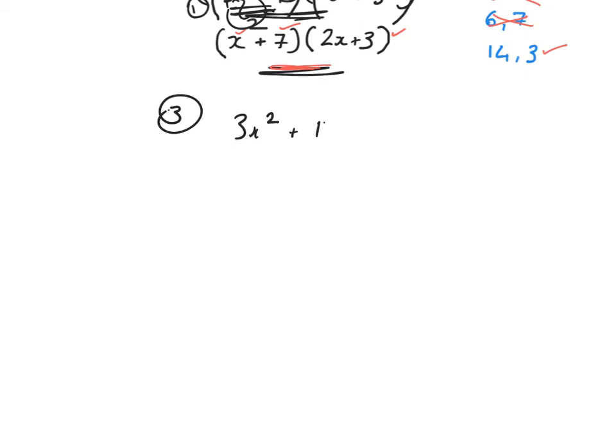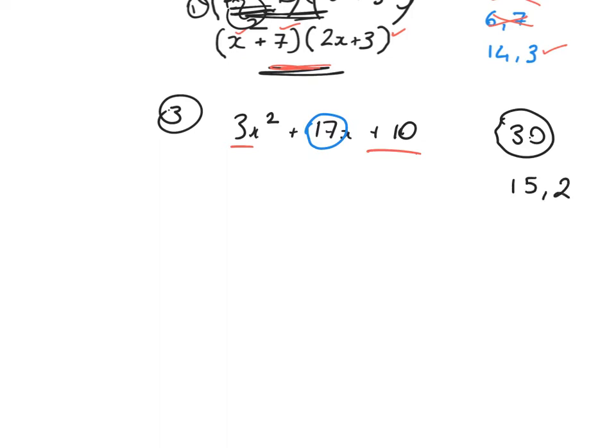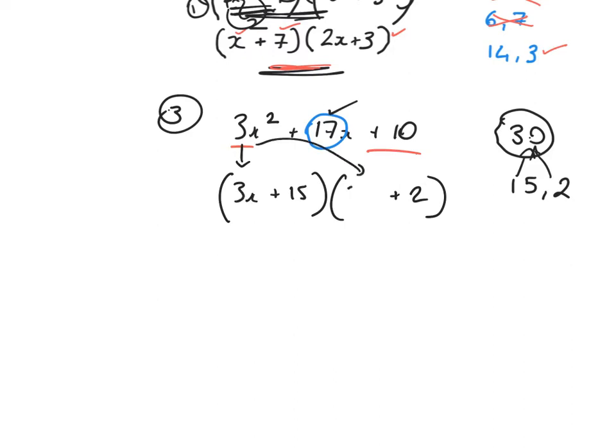plus 17x plus 10. 3 times 10 is 30. I'm looking for two numbers that multiply to give 30 and add together to give 17. Have a think about it. Take your time. 15 and 2. 15 times 2 is 30, and 15 plus 2 is 17. Follow the pattern. Plus 15 plus 2. I then drop 3x into here and 3x into here.